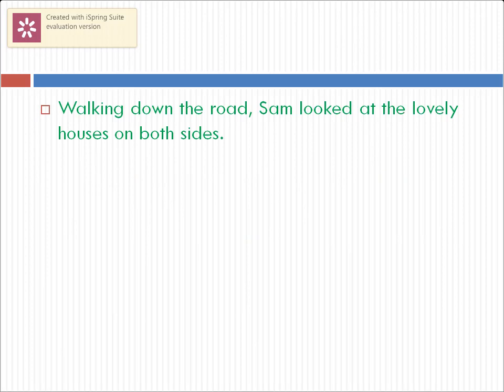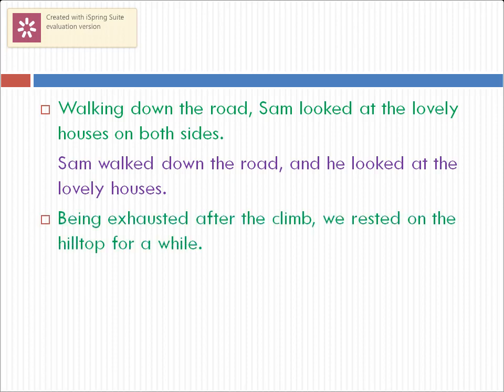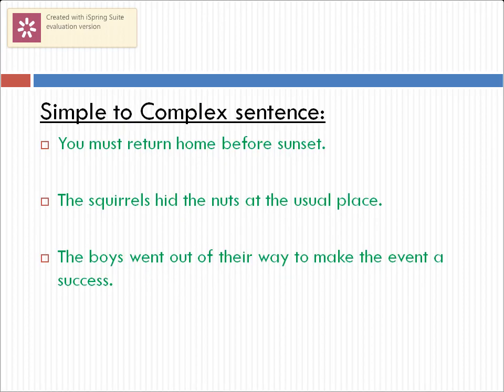Walking down the road, Sam looked out at the lovely houses on both sides. We have changed the phrase walking down the road into a clause: Sam walked down the road and he looked at the lovely houses. Being exhausted after the climb, we rested on the hilltop for a while. Again, we have transformed or enlarged the phrase being exhausted after the climb into a clause, providing a subject and a verb: we were exhausted after the climb, so we rested on the hill.